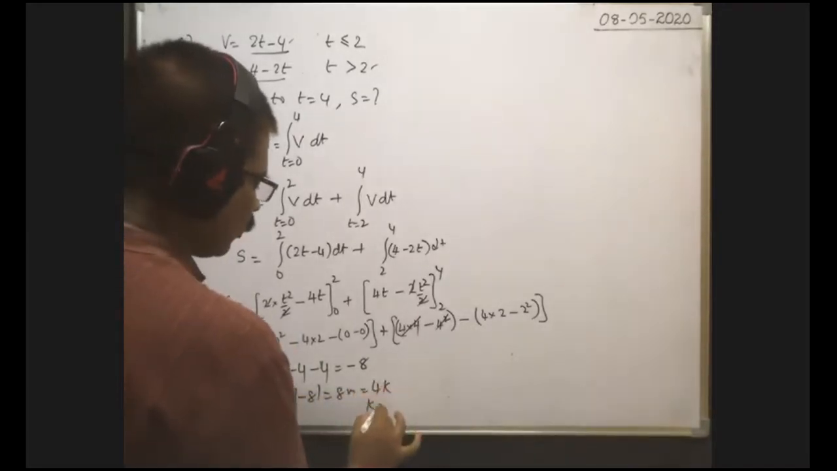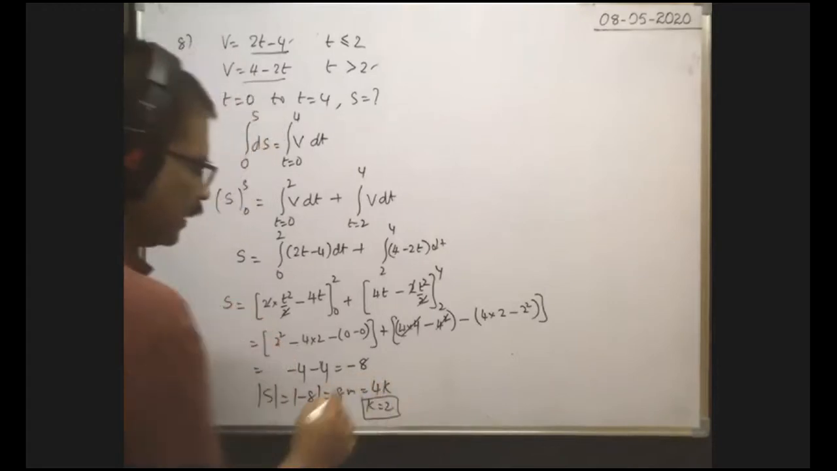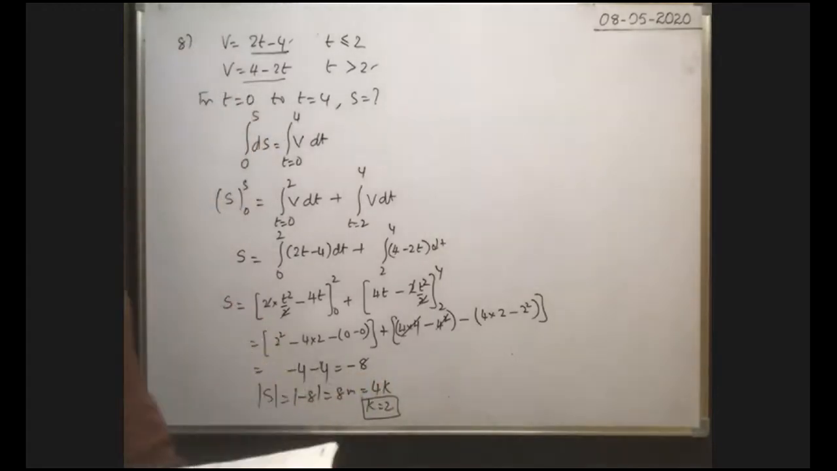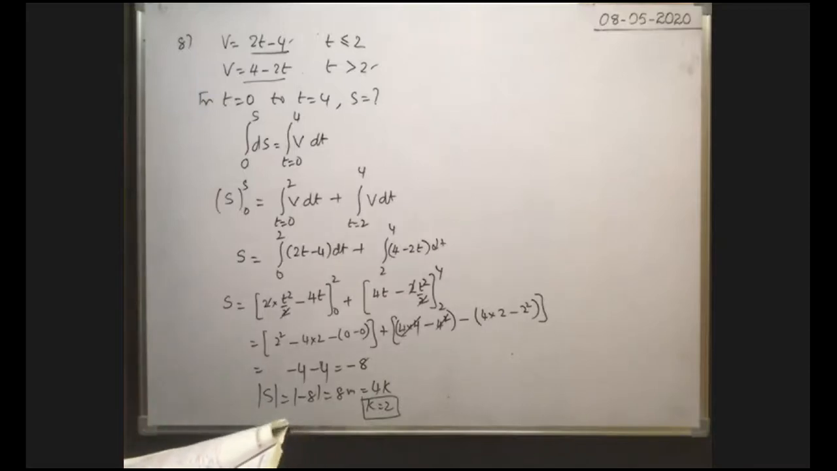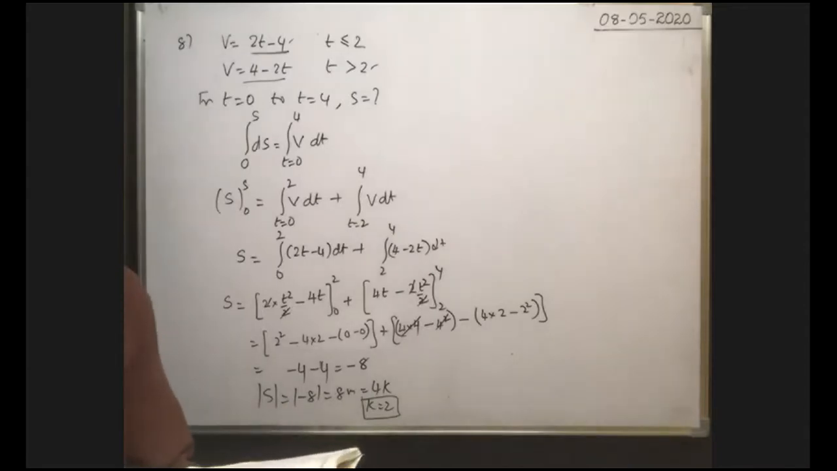That means K is equal to 2, no? Because 4K is equal to 8. Therefore, K is equal to 2. Here they asked the distance. That's why we have to write a positive sign only. Modulus you take. Right.